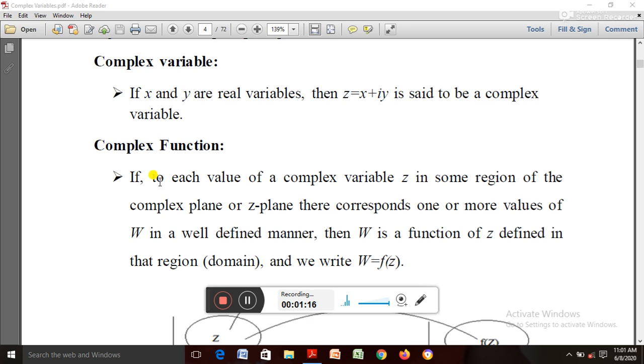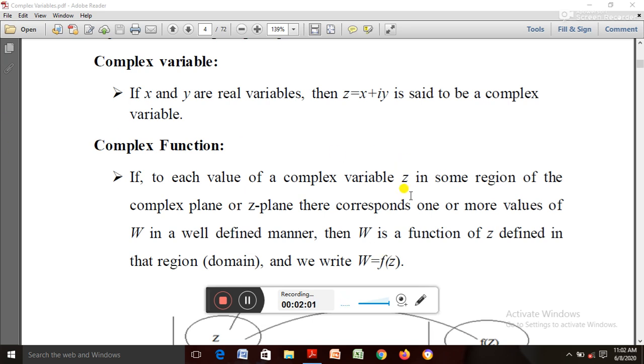Complex function. If to each value of complex variable z in some region of the complex plane, the z plane, there correspond one or more values of w in a well defined manner, then w is a function of z defined in that region or domain. Then we write w is equal to f of z. Means the complex function can be defined as w is equal to f of z. The w value will depend on z. Like in calculus we write y is equal to f of x, in the same way in complex variables we define the function as w is equal to f of z.